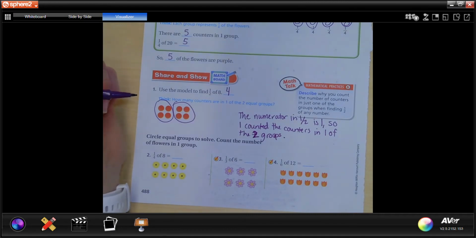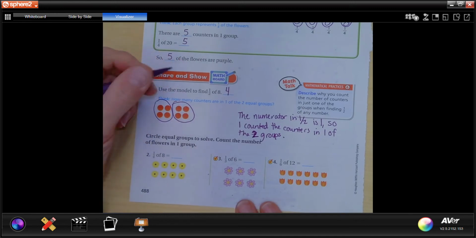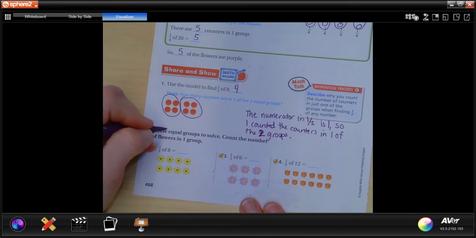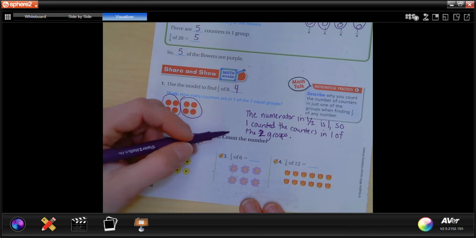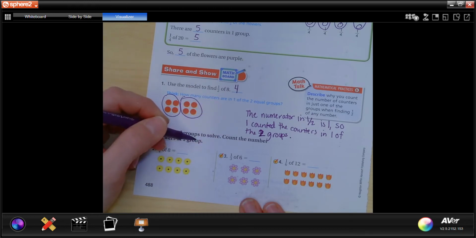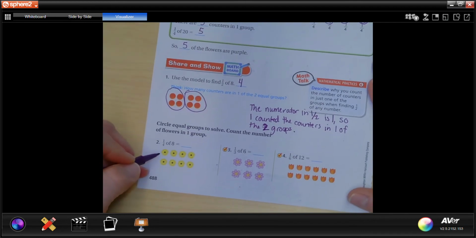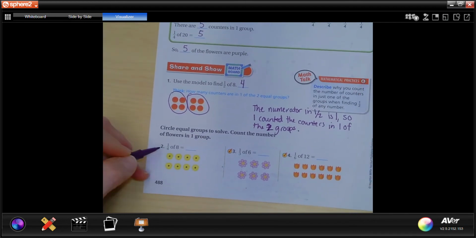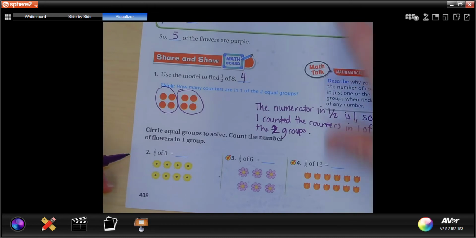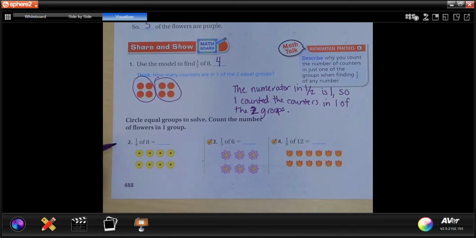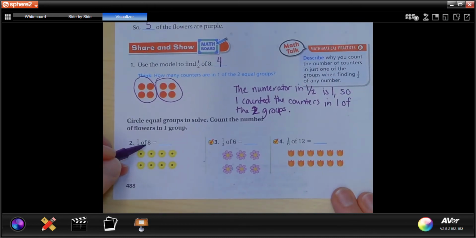Then we're going to move on to number 2. The directions say circle equal groups to solve. Count the number of flowers in one group. Okay, so we want 1/4. Let's zoom in a little more. This might be difficult for you all to see. Sorry about that. 1/4 of 8.